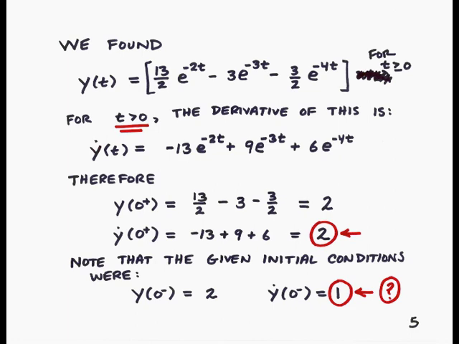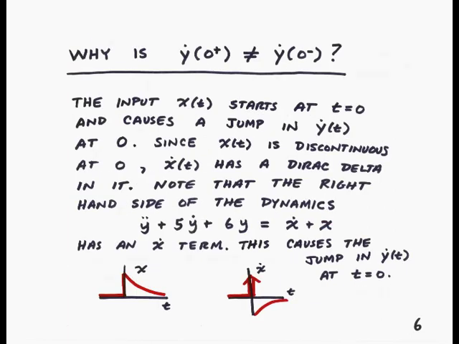Now I will refer you back to the initial conditions we used when we were solving the problem. We had y at time 0 minus was 2, but y dot at time 0 minus was 1. So I want to point out the difference here. Y dot at time 0 plus is 2, and y dot at time 0 minus is 1. So is there a contradiction here, or can this be explained? Why is y dot at time 0 plus not equal to y dot at time 0 minus?